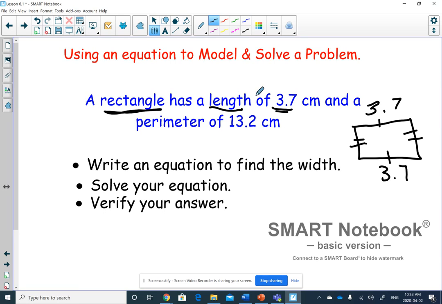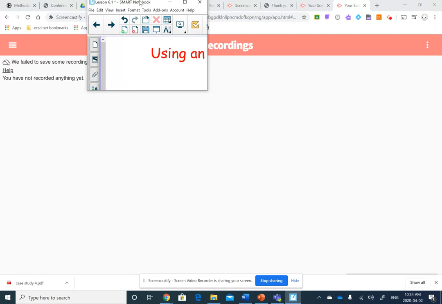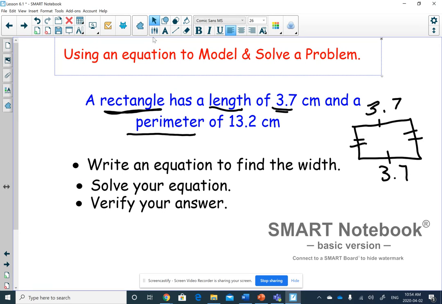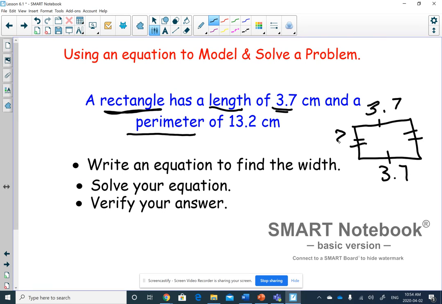So a rectangle has a length of 3.7 and a perimeter of 13.2. So perimeter, what does perimeter mean? Perimeter means this side plus this side plus this side plus this side, right? It's talking about the distance around the rectangle. I don't know the width. I'm not sure what the width of this rectangle is. That's what I'm trying to find, right?